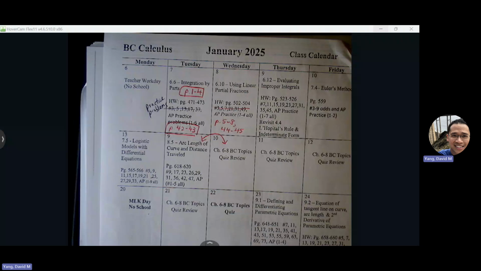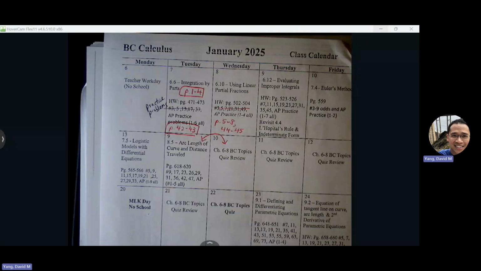Tomorrow, I may or may not be out, so I wanted to flip-flop Tuesdays and Wednesdays. Even if I'm here tomorrow, I think we'll still just go through the quiz review packet. Then we'll save the arc length and distance traveled. This is an easy topic. You're just taking the integral of a formula. So I think this is the easiest of all these topics here, so we'll do that on Wednesday instead.